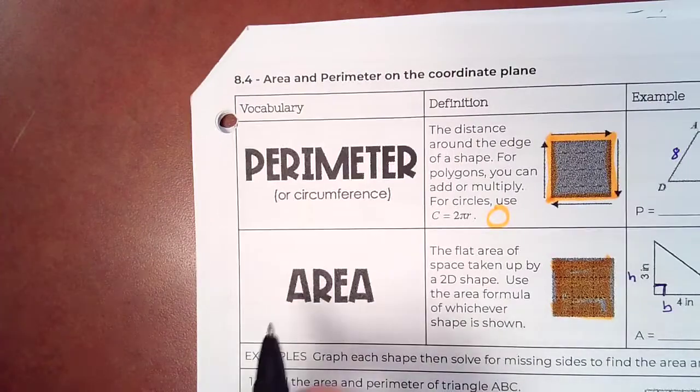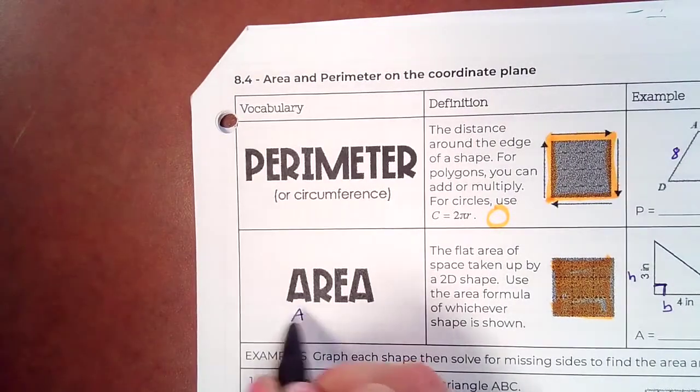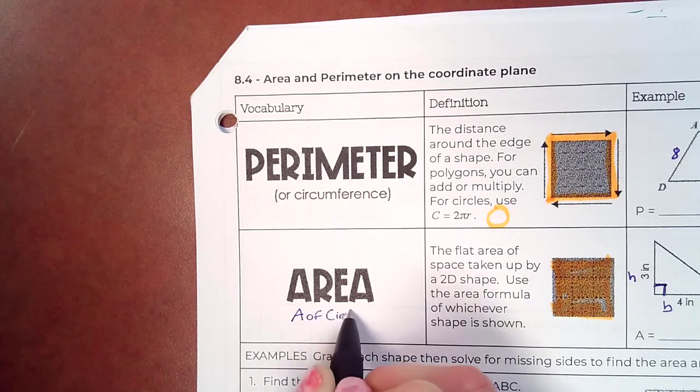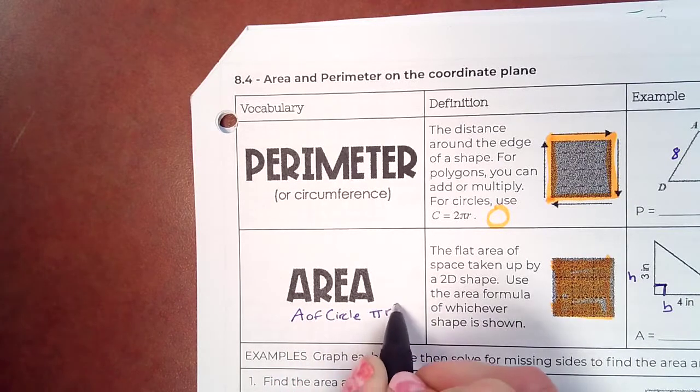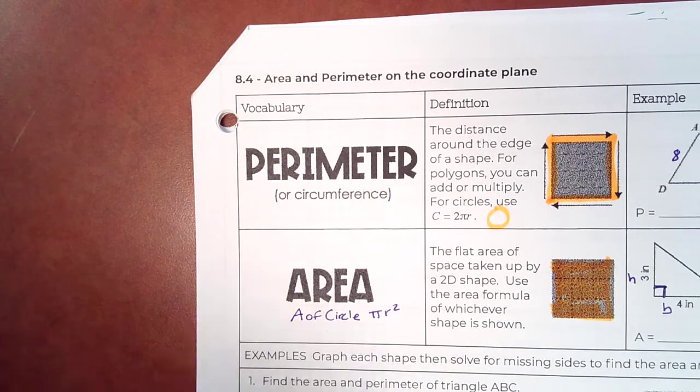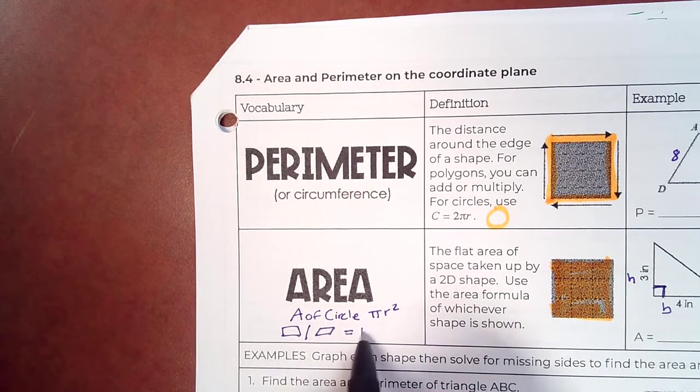Remember the area of a circle is pi r squared. A rectangle and parallelogram is base times height.